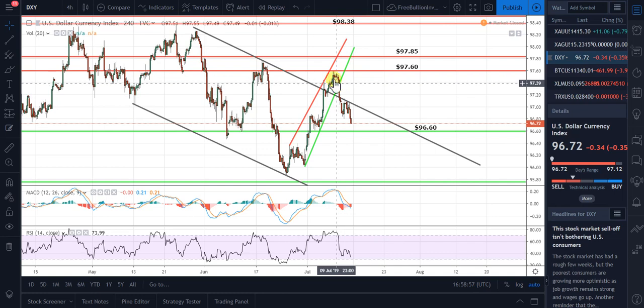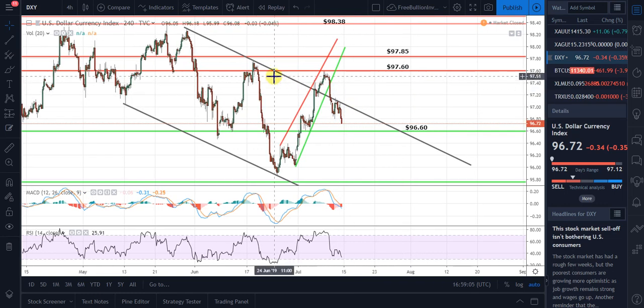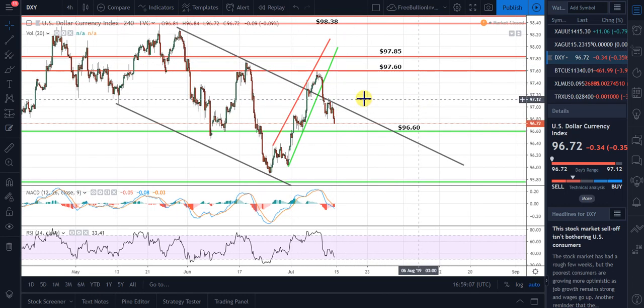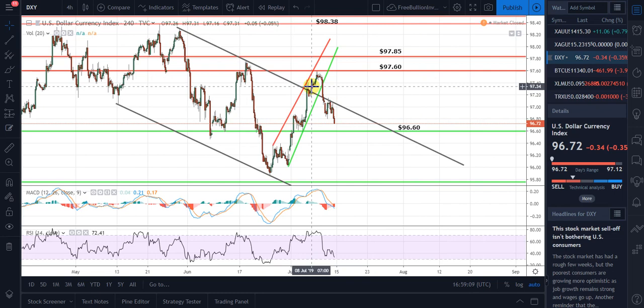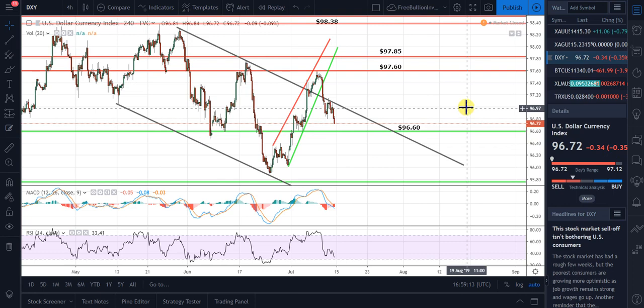It broke also the rising channel that I showed you in last week's video, confirming it, and then it broke back down through the upper trend line of the descending channel, and just ended the week at 96.72, as we can see.